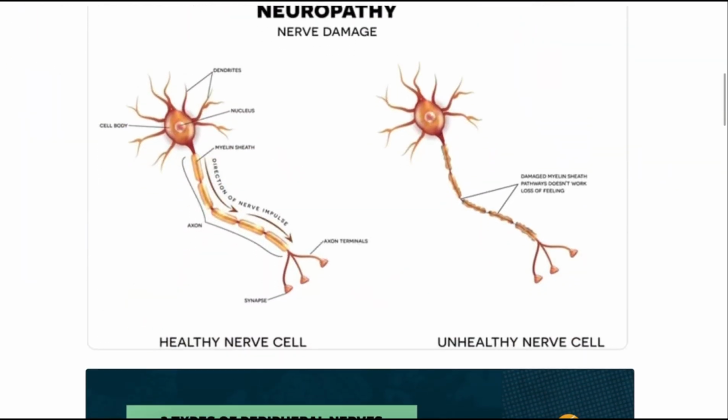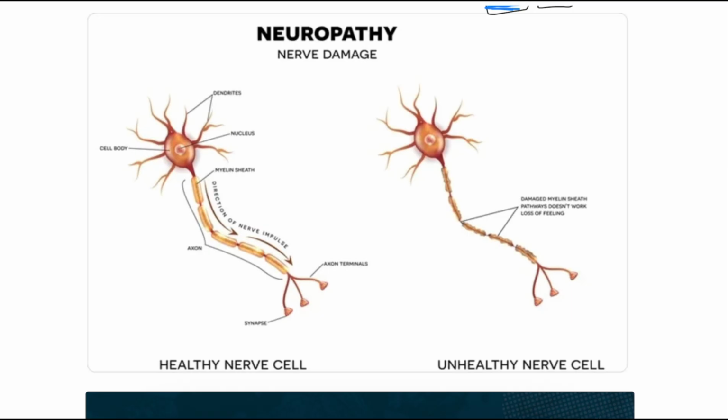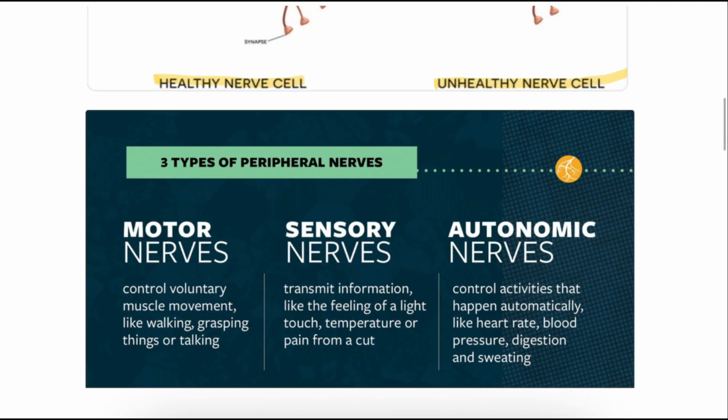If you're seeing here, this is a healthy nerve, it will look like this. This is an unhealthy nerve, it will look like this. We have a total of 3 different types of nerves: sensory nerve, motor nerve. I'm highlighting here the motor nerve. Its main function is to help do muscle movement. It will control the voluntary muscle movements like walking, grasping, or talking. So these are the things we can see in motor nerves.